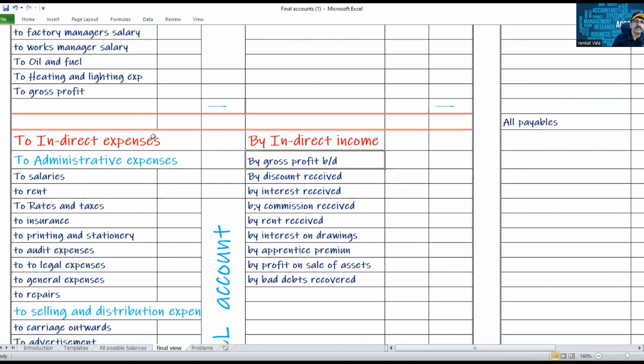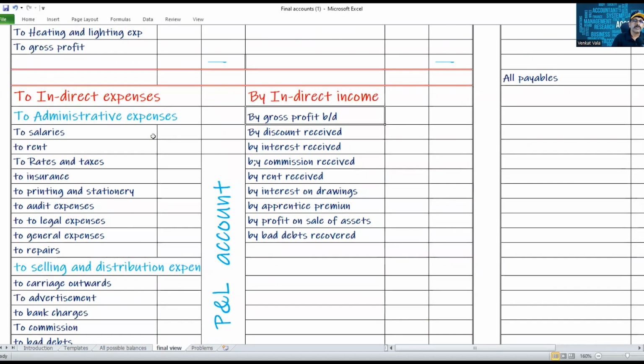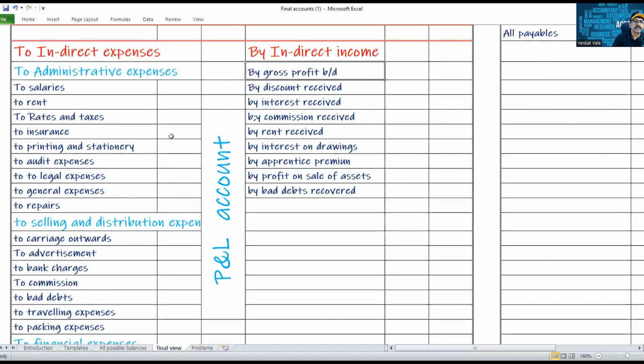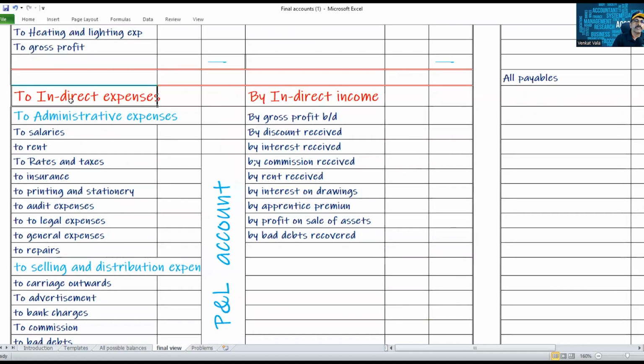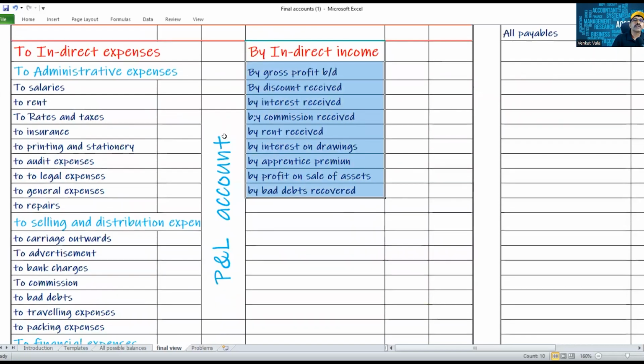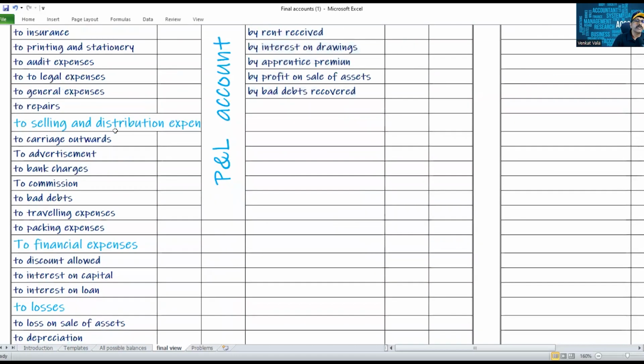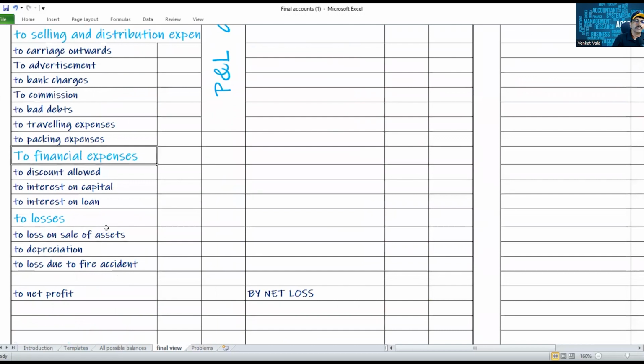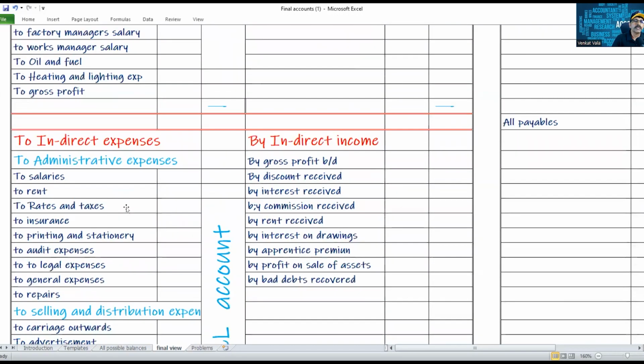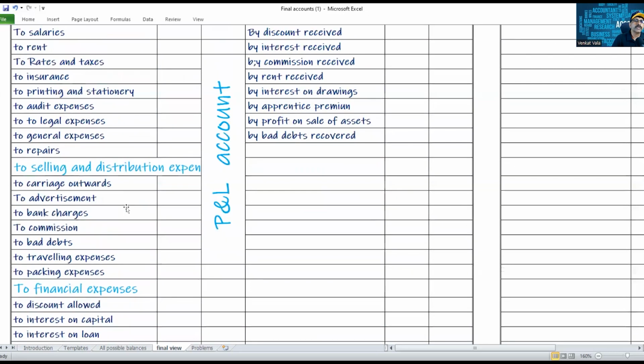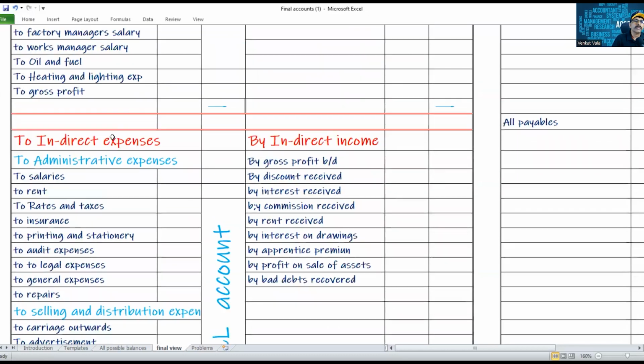And in the P&L account, as mentioned earlier, we consider all administrative and office expenses. Those expenses are called indirect expenses, which should be written on the debit side of the P&L account, and indirect incomes on the credit side of the P&L account. The various indirect expenses have been categorized as administrative, selling and distribution, financial expenses, and other losses. If you notice them clearly, these expenses are in no way related to production. They are called indirect expenses and will be written on the debit side of the P&L account.